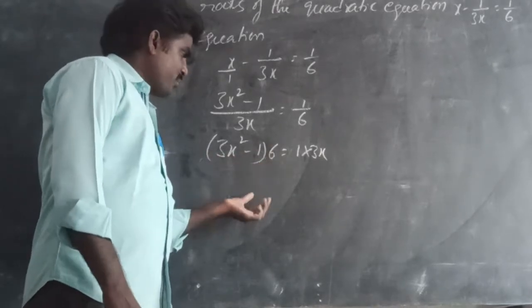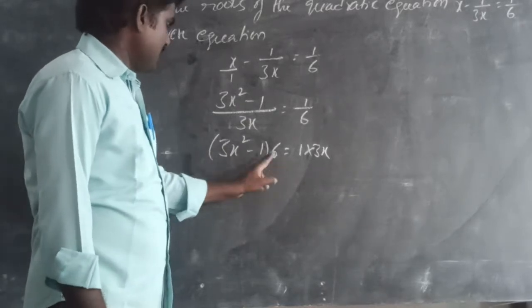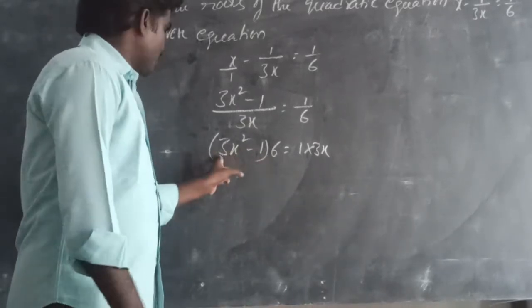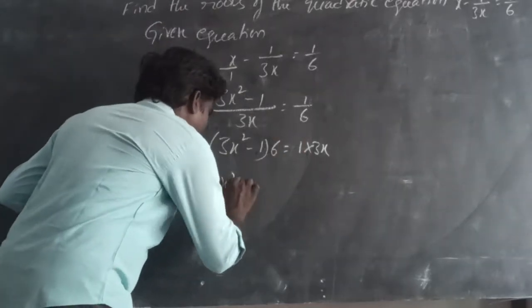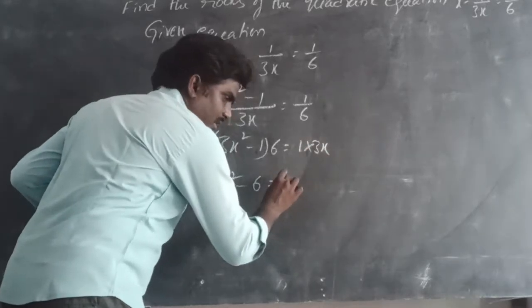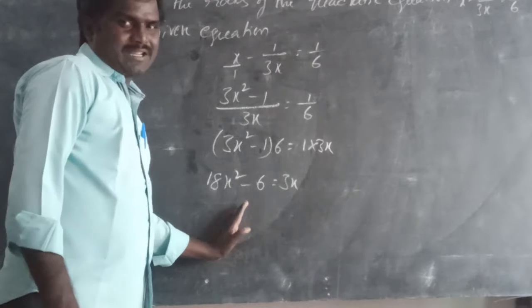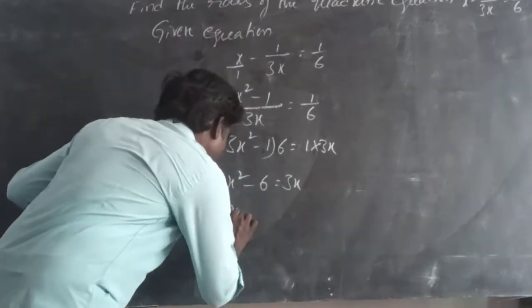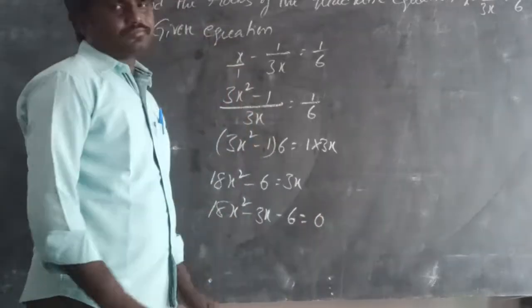Okay, by using the distributive property, (b minus c) into a is equal to b into a minus c into a. So 3x square into 6, we get 18x square. 1 into 6, 6, is equal to 1 into 3x, 3x. So 3x comes to this side with a minus. So 18x square minus 3x minus 6 is equal to 0.